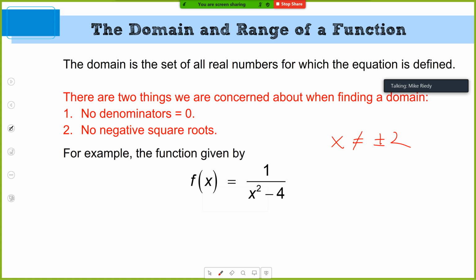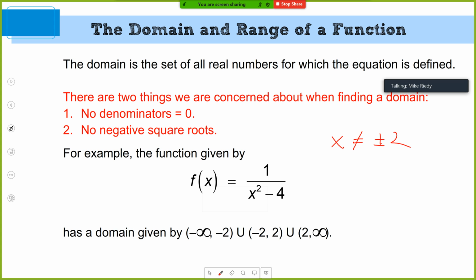However, they, being the College Board, will make your life more difficult and say, oh, no, we want this in interval notation. So you would have to do something like that. Okay, those are the possible x values. -infinity to -2, union -2 to 2, union 2 to infinity. And notice they're all parentheses. Parentheses versus brackets. Brackets inclusive, parentheses non-inclusive.